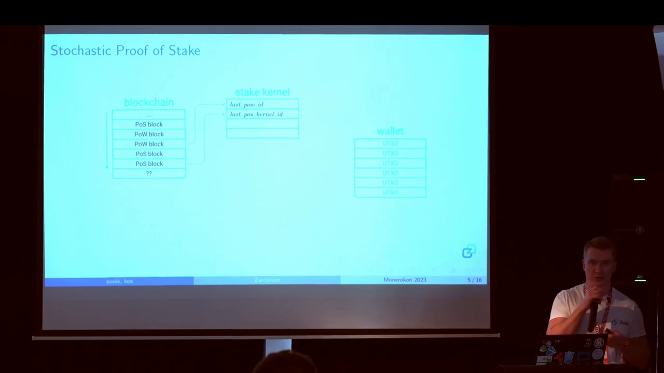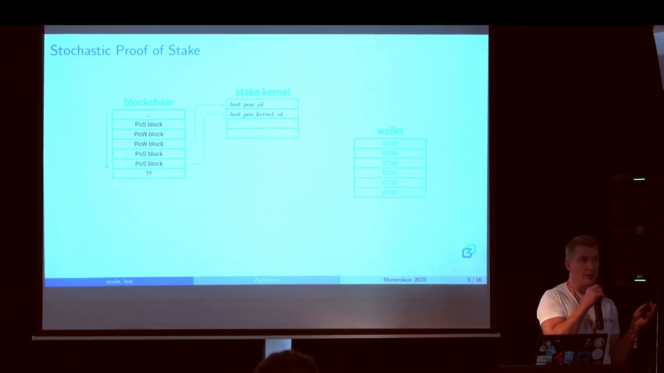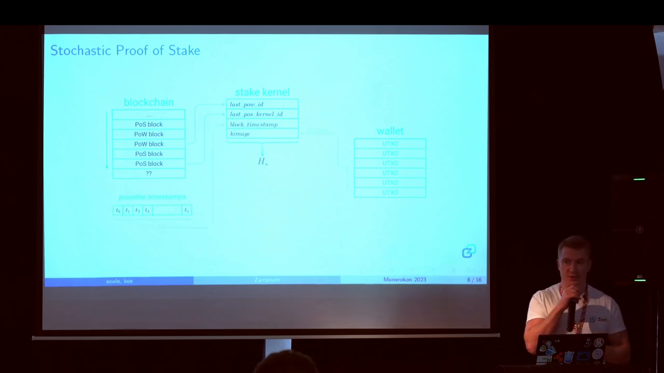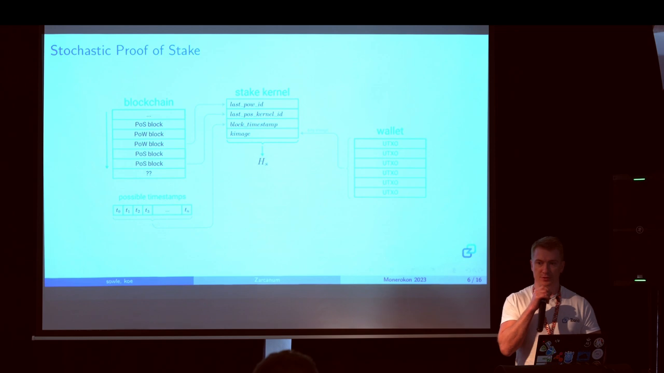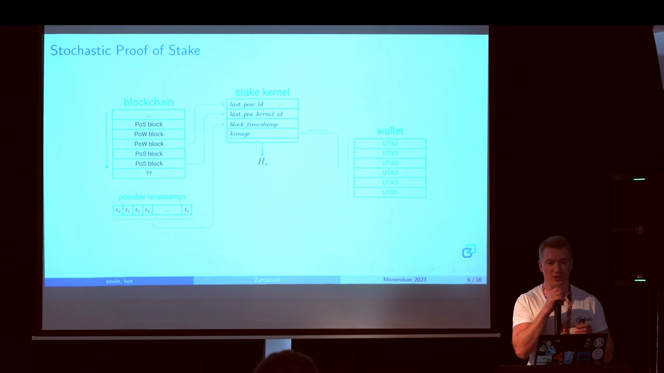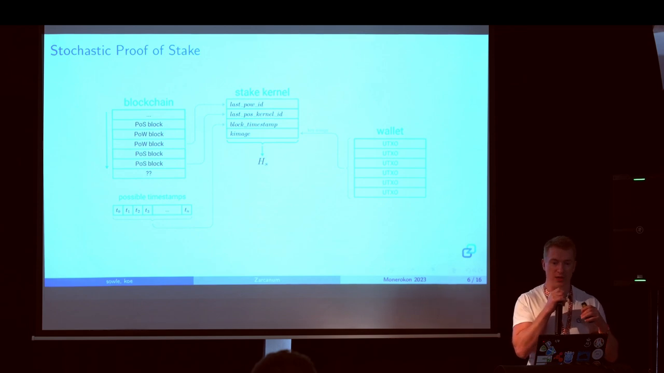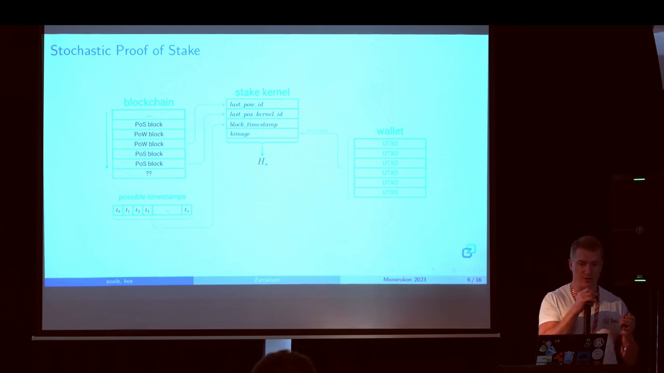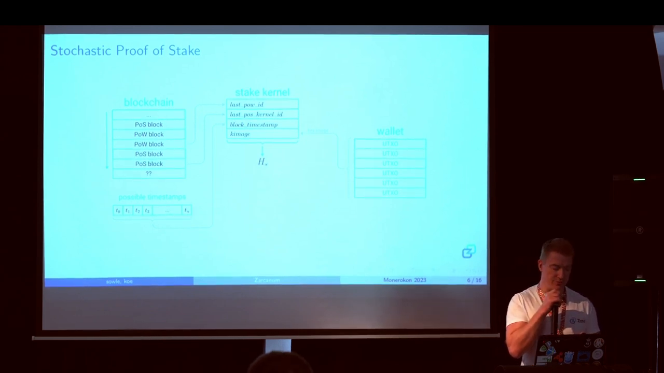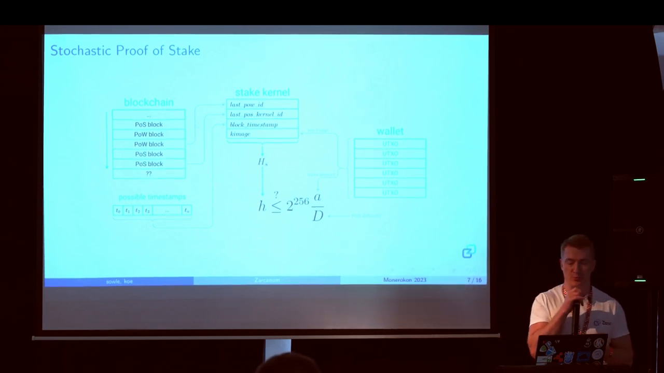The first field of this structure is just the current state of the blockchain. So it has some information from the last proof of work block and some information from the last proof of stake block. Next, she needs to pick a block timestamp from a very limited set of possible block timestamps. Then she goes through her list of unspent transaction outputs, picks one by one a key image, puts the key image in this data structure and hashes it using a cryptographic hash. As a result, she gets a value H, which can be considered a pure random value.